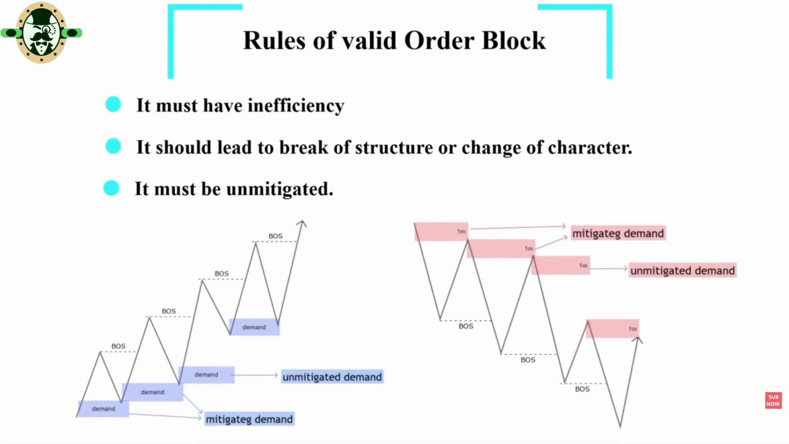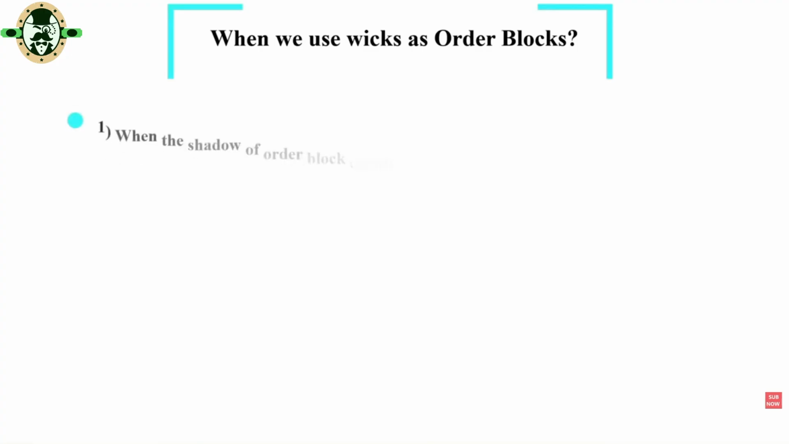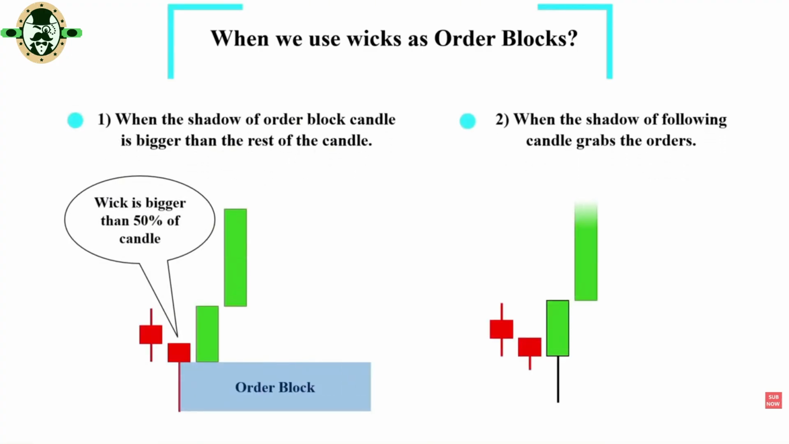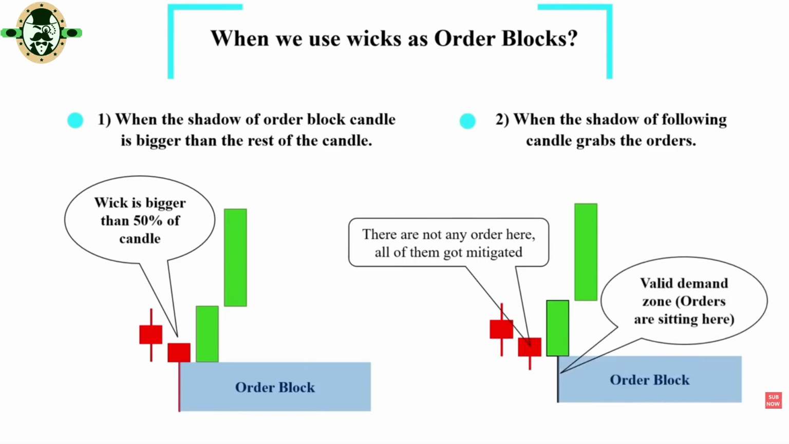Order blocks are one-time use. Once mitigated, we no longer consider them tradable. In 2 conditions, we use wicks as order blocks. First, when the shadow of the order block candle is larger than the body. Second, when the shadow of the following candle grabs the orders.